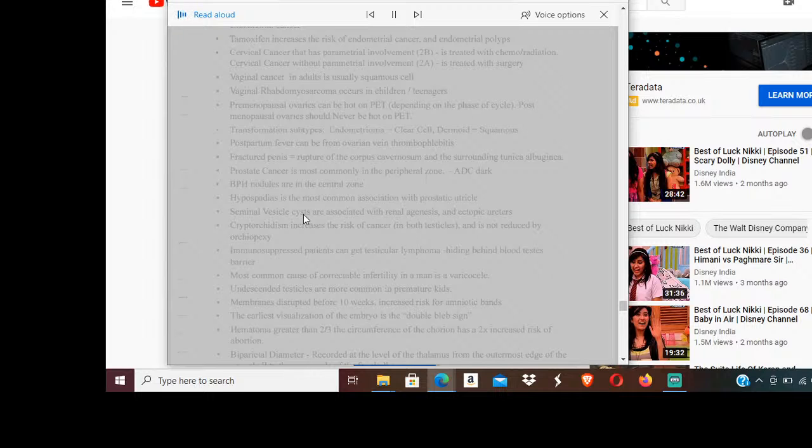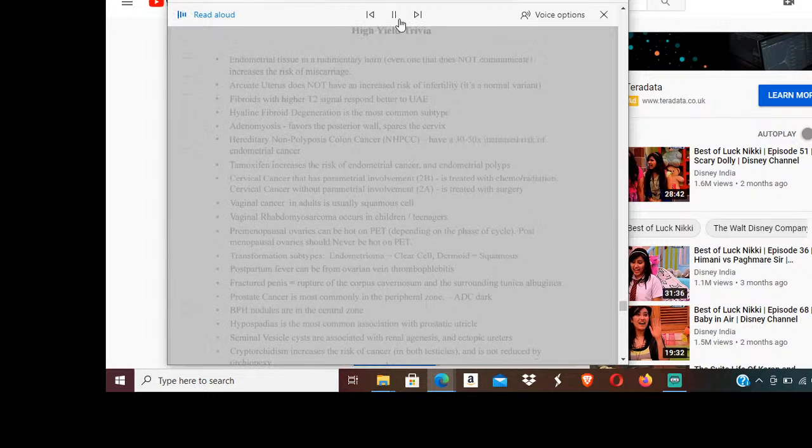High-yield trivia. Endometrial tissue in a rudimentary horn, even one that does not communicate, increases the risk of miscarriage. Arcuate uterus does not have an increased risk of infertility, it's a normal variant. Fibroids with higher T2 signal respond better to UAE. Hyaline fibroid degeneration is the most common subtype. Adenomyosis favors the posterior wall, spares the cervix.